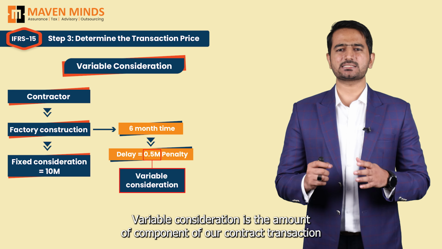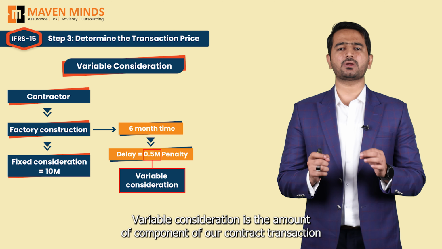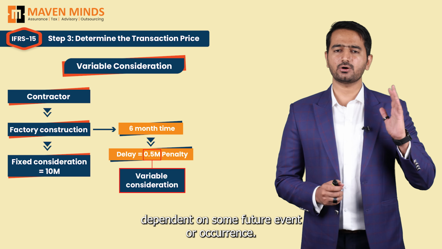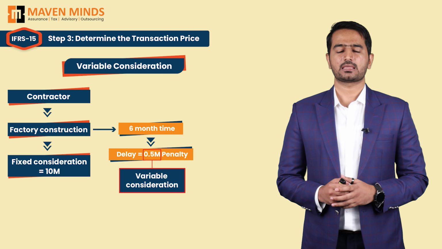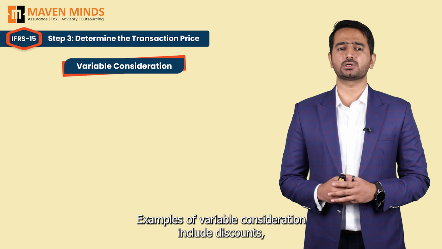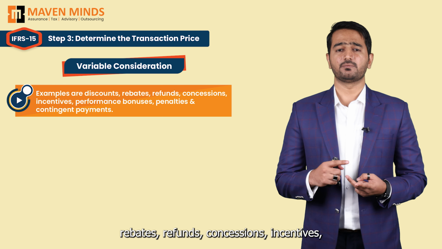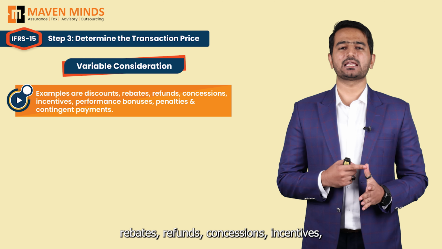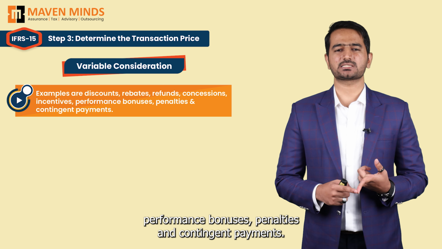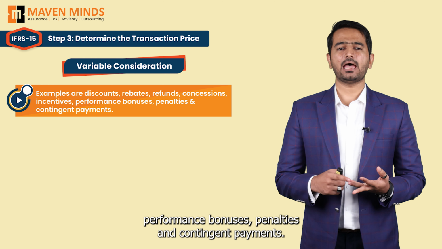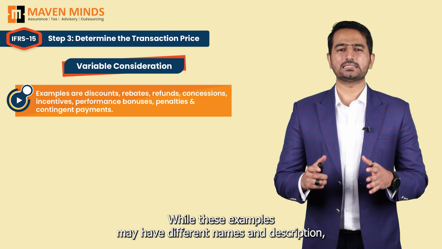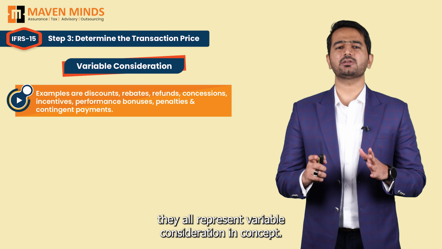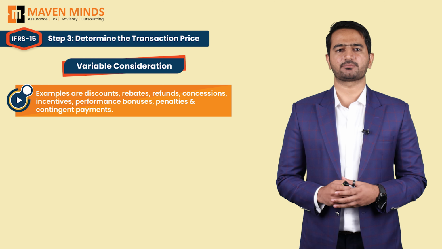Variable consideration is the component of our contract transaction price that is not fixed, but dependent on some future event or occurrence. Examples of variable consideration include discounts, rebates, refunds, concessions, incentives, performance bonuses, penalties, and contingent payments. While these examples may have different names and descriptions, they all represent variable consideration in concept.